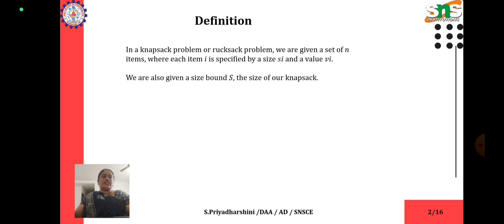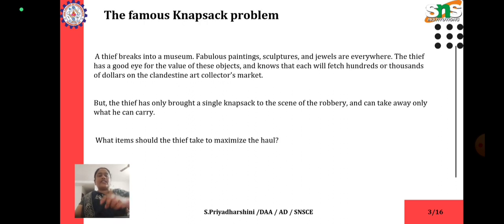So let's see the definition. In a knapsack problem or rucksack problem, we are given a set of n items where each item is specified by a size Si and a value Vi. We are also given a size bound S, the size of the knapsack. Let us consider there are 3 items, 1, 2, 3, with the sizes of 1, 3 and 5 and the values of 8, 6 and 5.